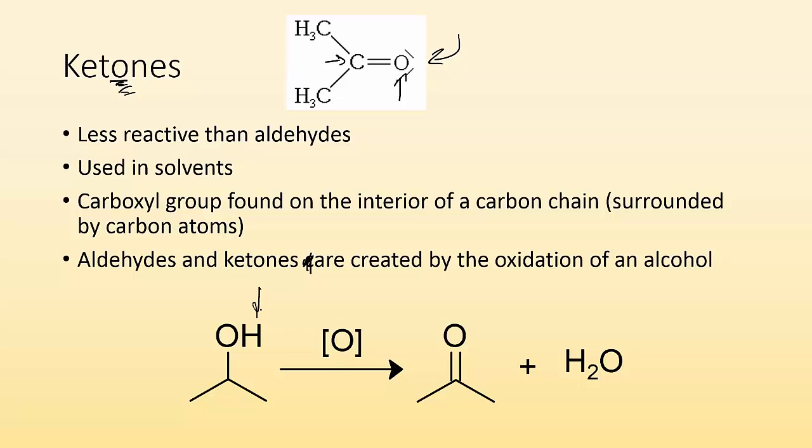Aldehydes and ketones are created by the oxidation of an alcohol. So you can start with an alcohol and oxidize it using some oxidizing agent, and then it's going to kick off that hydrogen and make a double bond there, and you end up with an aldehyde or a ketone depending on where that alcohol group was. If it was on a terminal carbon, then you get an aldehyde. If it was in the middle, you get a ketone.